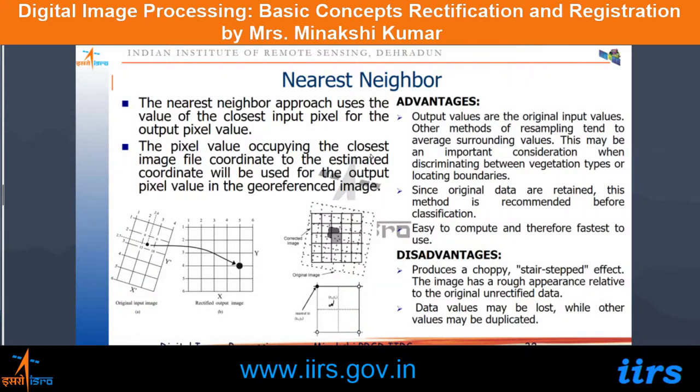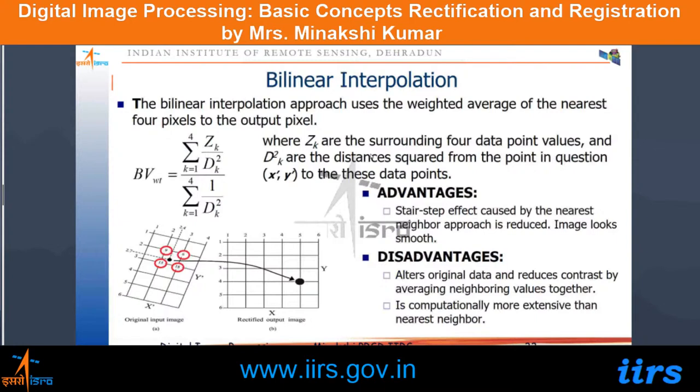The second method of resampling would be to take the 4 nearest pixels and find their weighted average. Not the simple average, 9 plus 6 plus 15 plus 18 divided by 4. No, depending upon the distance of this pixel from each of these locations, a weighted average would be computed, and the value will be replaced.